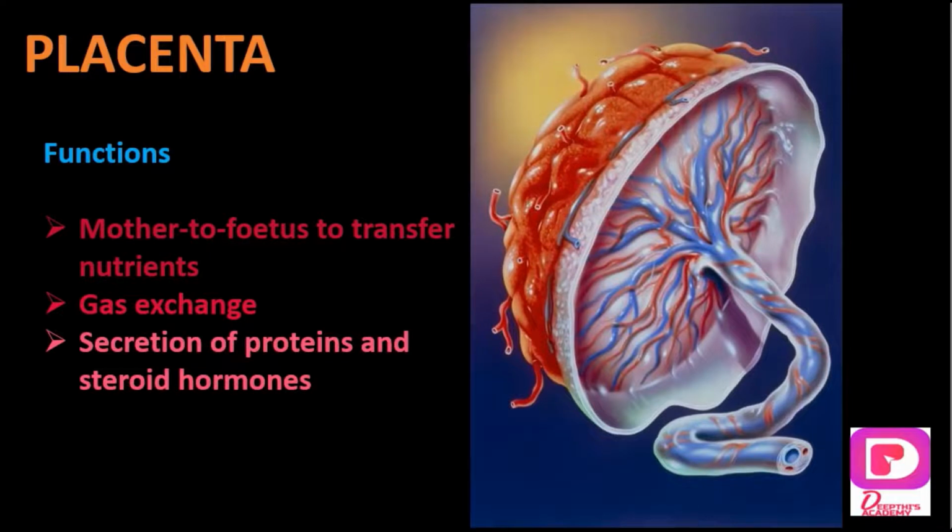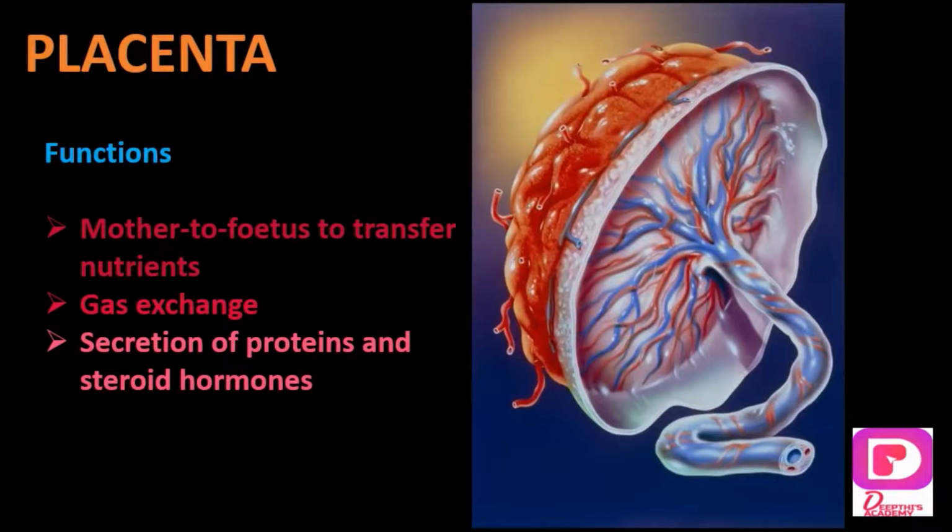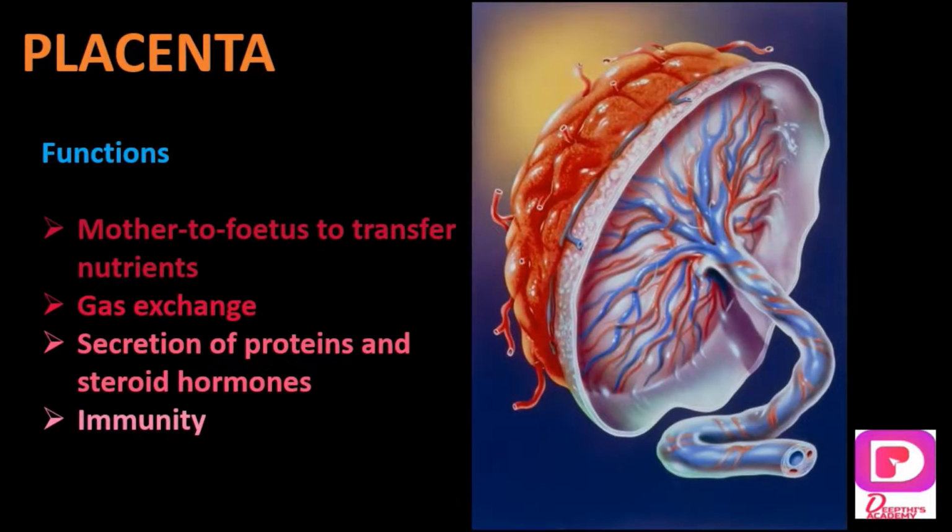Next function is secretion of proteins and steroid hormones. Progesterone is produced by the placenta from maternal cholesterol and is secreted into the maternal circulation. It is important for maintaining pregnancy. Numerous proteins, peptides and growth factors are produced in the placenta. Hence, they are important for placental growth, fetal growth and development, and maternal physiological changes necessary to ensure adequate nutrition to the fetus.